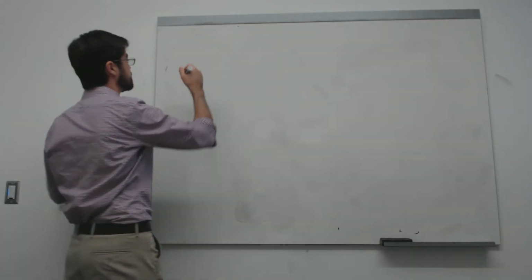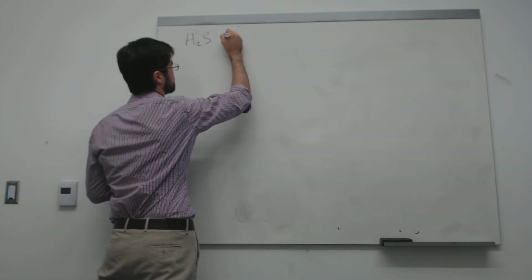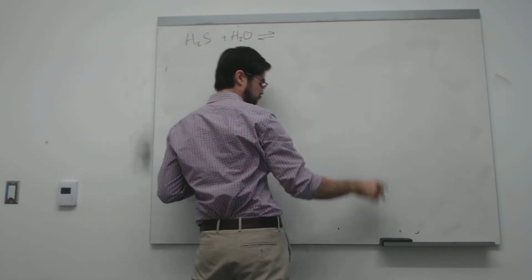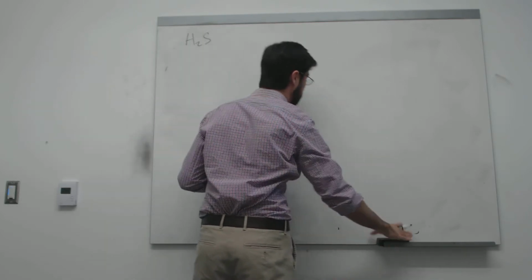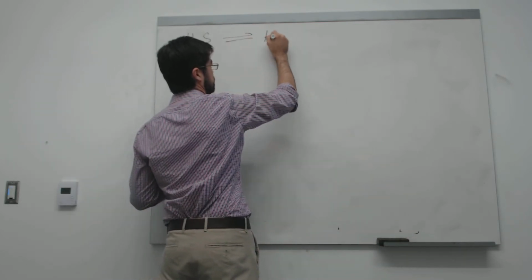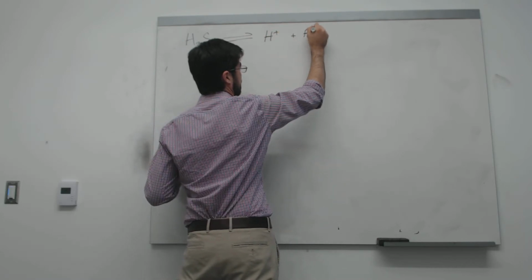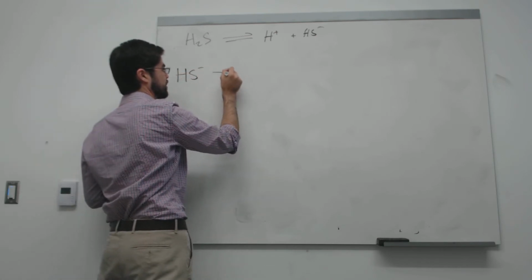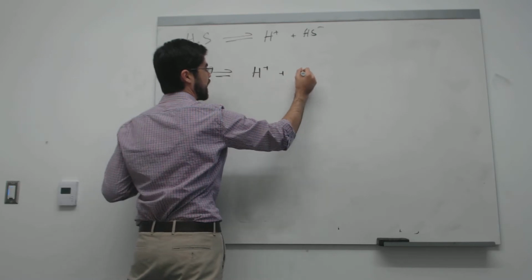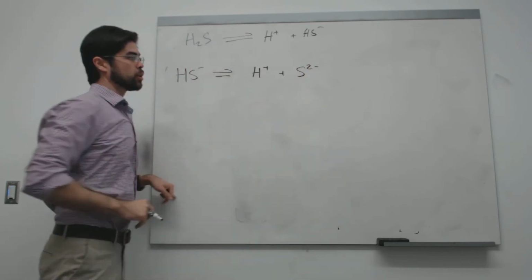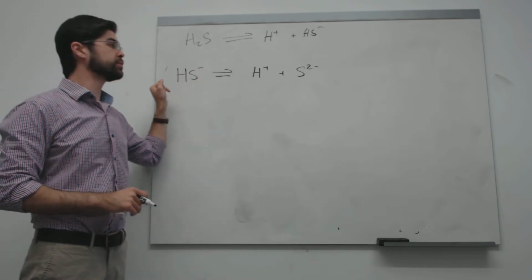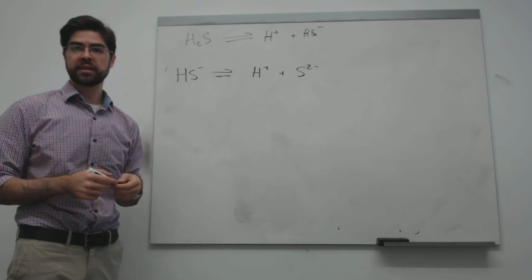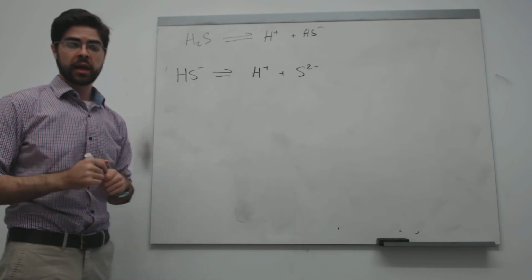If I have an acid, say H2S, and it's acting as an acid, it donates a proton to water. Or, not even going to worry about the water, I'm just going to show this bond breaking here to say that it's going into H plus and HS minus. And then when it donates its second proton, it goes from HS minus to H plus and S2 minus. Your question is, why is it harder to remove the second proton than it is to remove the first proton? You can explain that in terms of electrostatics.